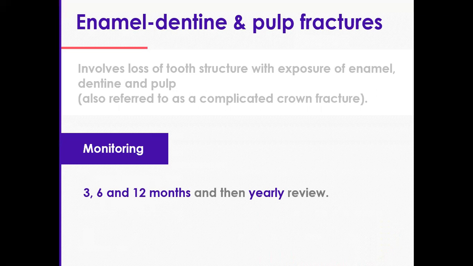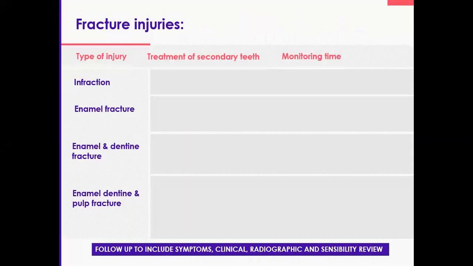Monitoring wise, it should be done at 3, 6, and 12 months, and then annually, just like the uncomplicated crown fractures, with clinical sensibility and radiographic assessment. So, to sum up and recap, so far we've talked about infractions, in which you reassure the patient and parents and review annually.